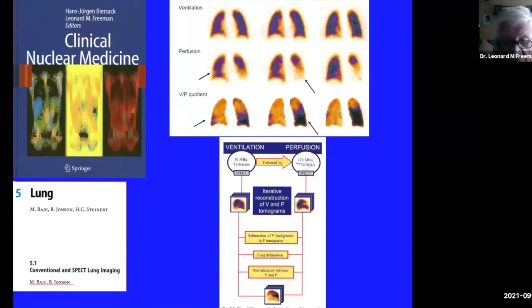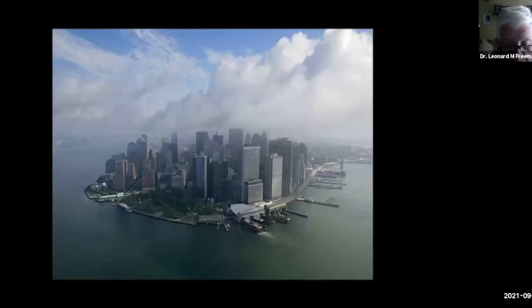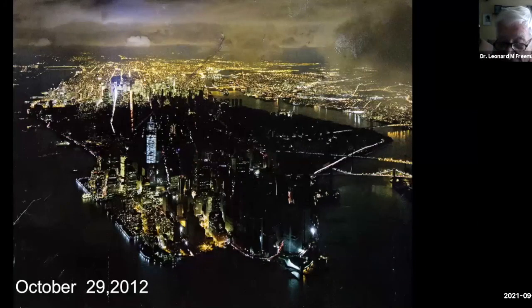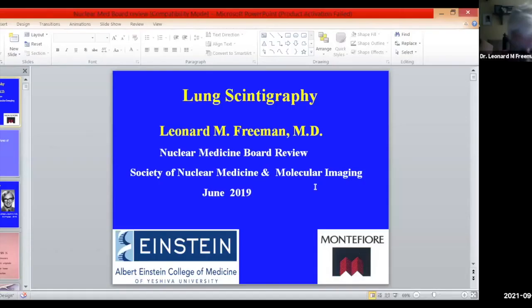Okay, I'm going to stop over here. It's a picture of Manhattan Island in New York, and this was during our big blackout back in 2012. And I think what I'm going to do is stop here and have some time for questions.